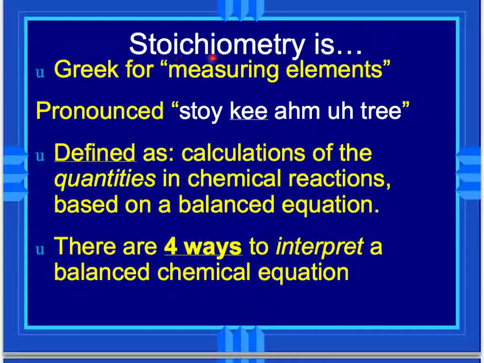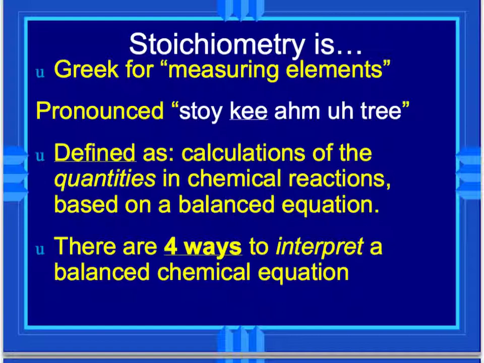So this scary word, stoichiometry, is just Greek, meaning that it's measuring elements, and you pronounce it stoichiometry. I know it's kind of a weird way to say it out. The formal definition is a calculation of quantities in chemical reactions based on a balanced equation. We've already talked about how to balance equations. Whenever you do a stoichiometry problem, it's very important that you start off with a balanced equation. Otherwise, your calculations are going to be incorrect.